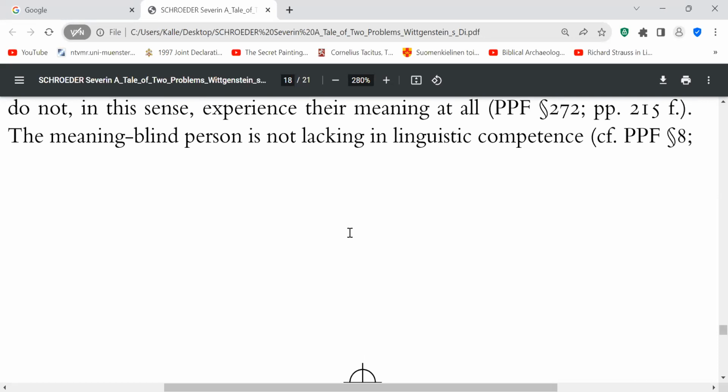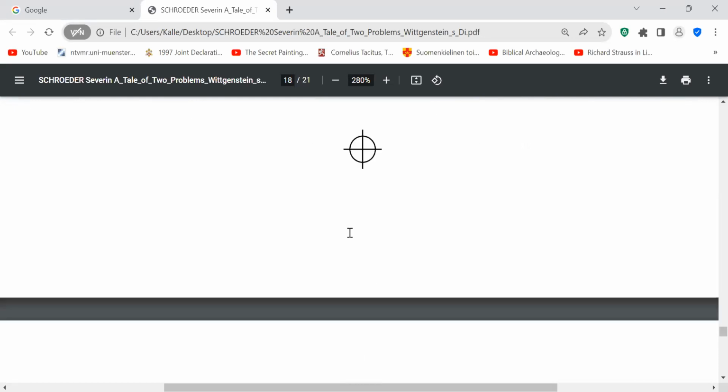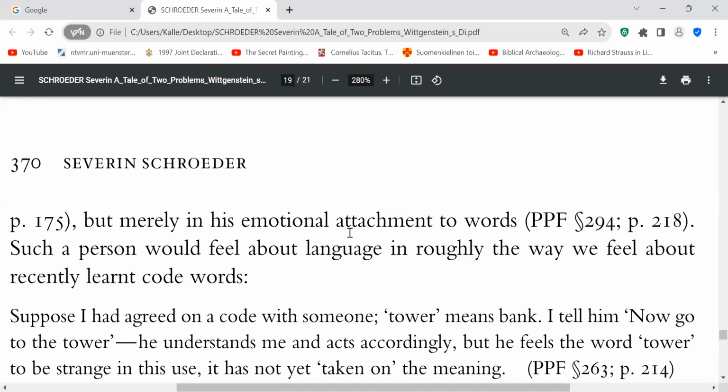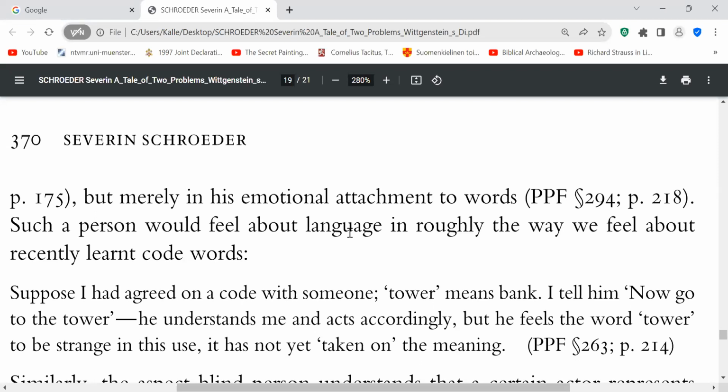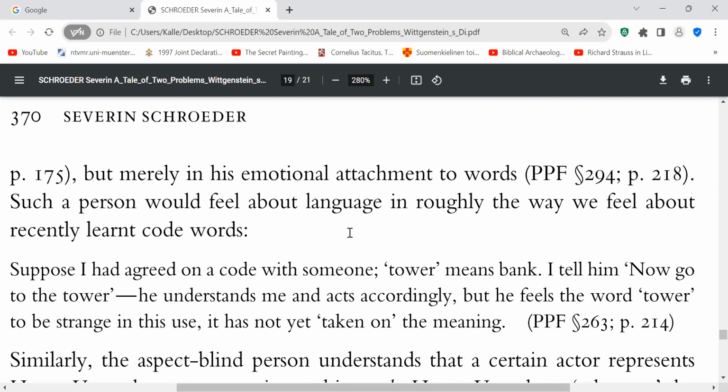The meaning blind person is not lacking in linguistic competence, but merely in his emotional attachment to words. Such a person would feel about language in roughly the way we feel about recently learned code words. Suppose I had agreed on a code with someone. Tower means bank. I tell him, now go to the tower. He understands me and acts accordingly, but he feels the word tower to be strange in this use. It has not yet taken on the meaning.